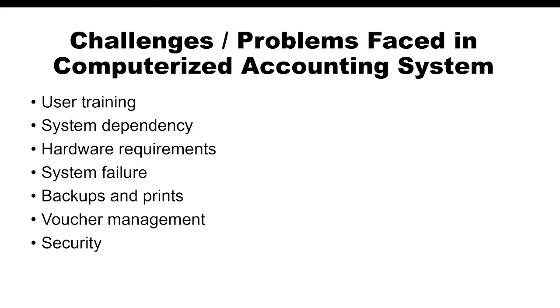Then we have hardware requirements. A full-fledged computer system with a printer is required to operate the computerized accounting system. So we need additional hardware. System failure. When the system crashes, e.g. the hard disk crashes, there is a high risk of losing the data available on the hard disk drive at any point of time.